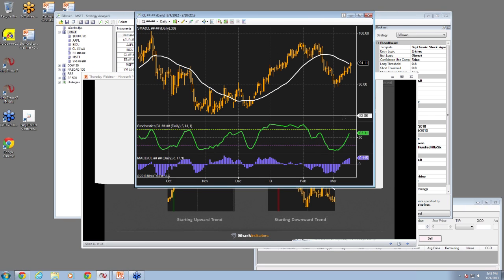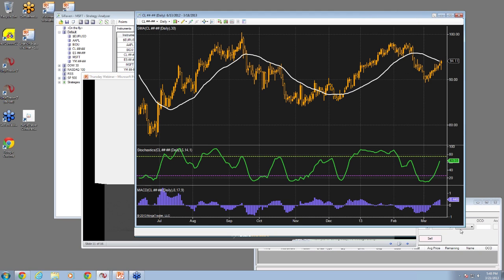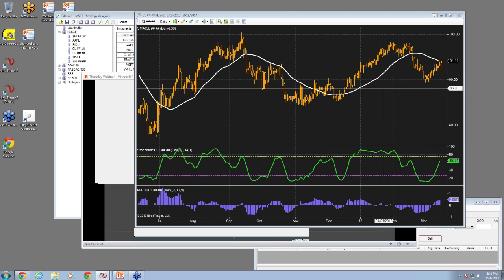I've got this chart up here, and I apologize if the screen is jumping around. I'll try to minimize my movement a little bit. But this is the chart, and you can see the price bars here, and you can see I've got the SMA 30 here.